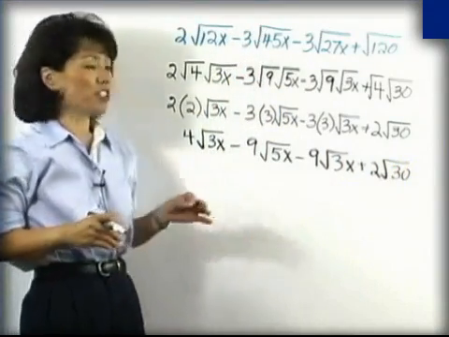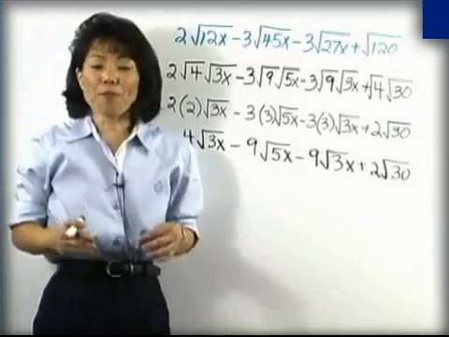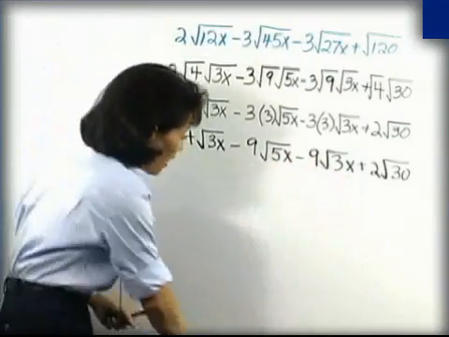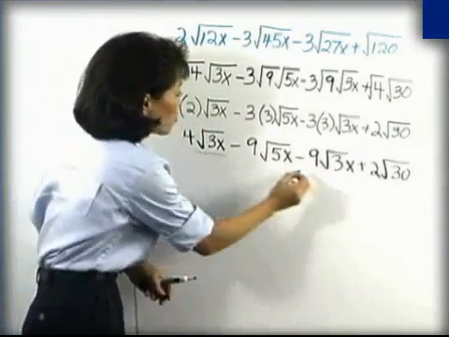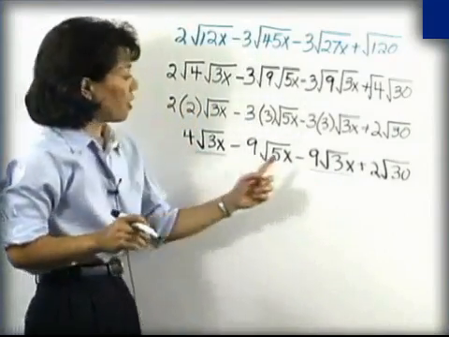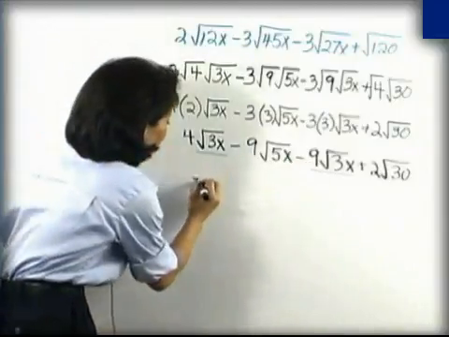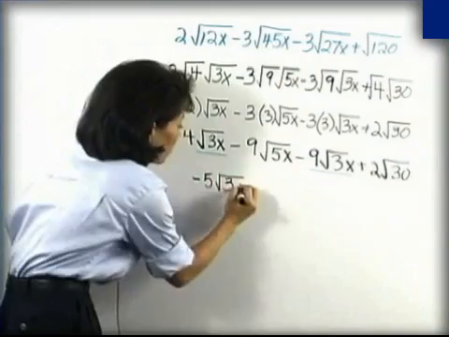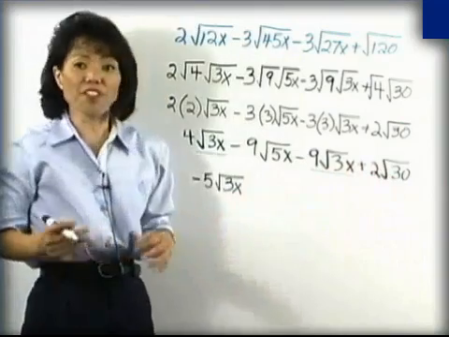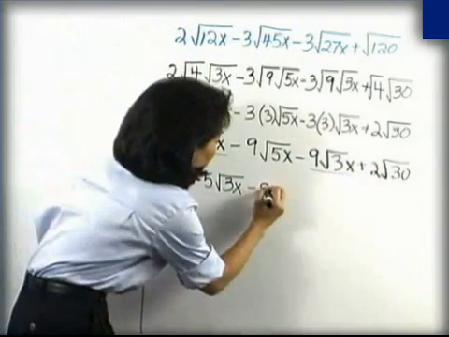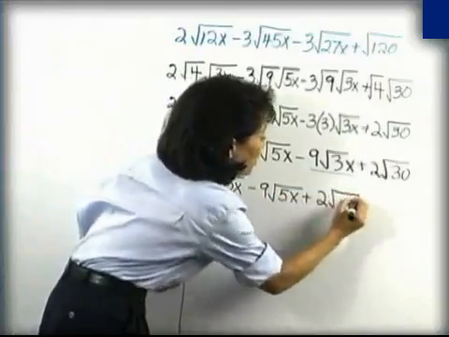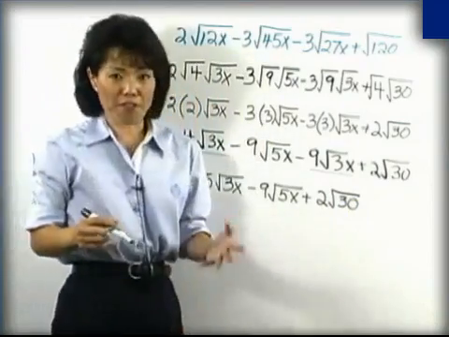Finally, our last step is going to be to combine like terms. Remember, like radicals are those that have the same exact radicand. I can identify 2 of those in this expression, the first and the third. So that means I can combine them. 4 minus 9 is negative 5 times the square root of 3x. Notice these other radicands are different from each other and from the first one, so they remain separate. Minus 9 times the square root of 5x plus 2 times the square root of 30.